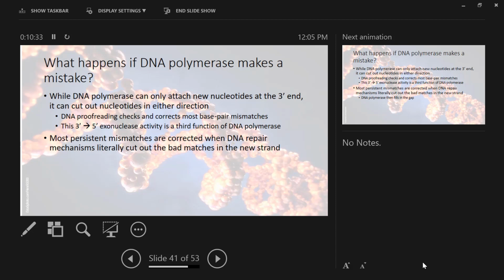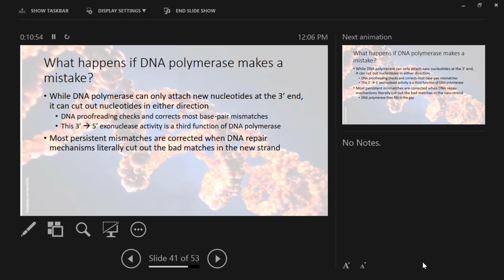And so well over 99% of the mistakes DNA polymerase makes, it catches and fixes itself. Of those it doesn't, 99% of them are fixed by repair mechanisms, by cutting out the bad base and forcing polymerase to come back in and add a new one.